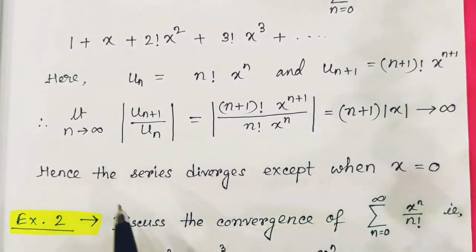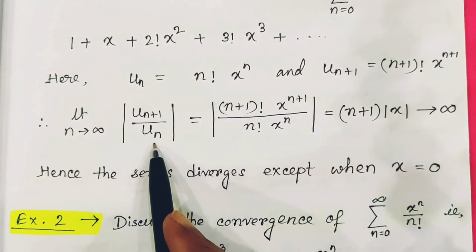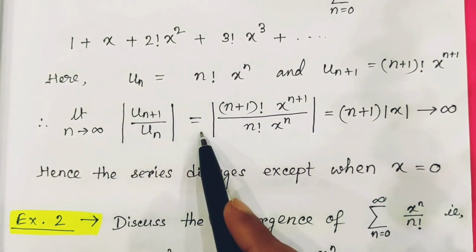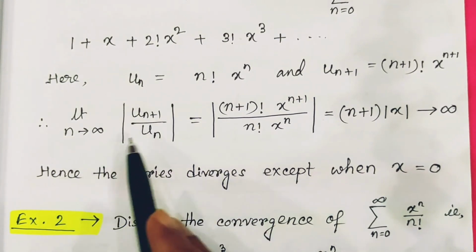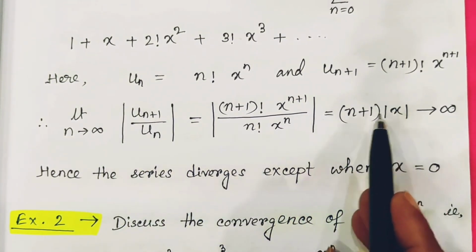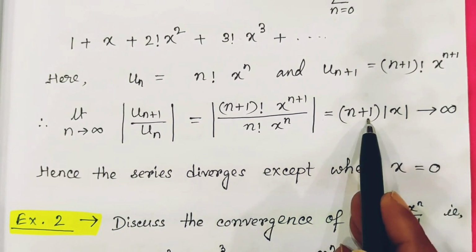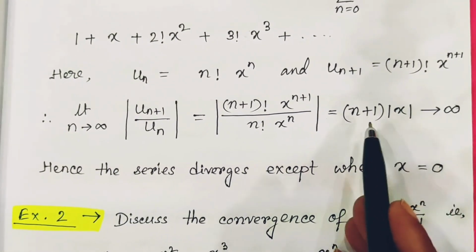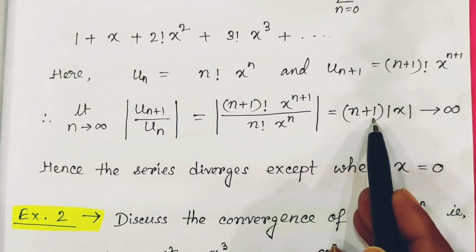Now what to do? We just take the ratio of these two. If we consider the ratio of these two within the mod and take n tends to infinity, we find the value comes as (n plus 1) mod x, which definitely tends to infinity as n tends to infinity, because here n plus 1 is given.